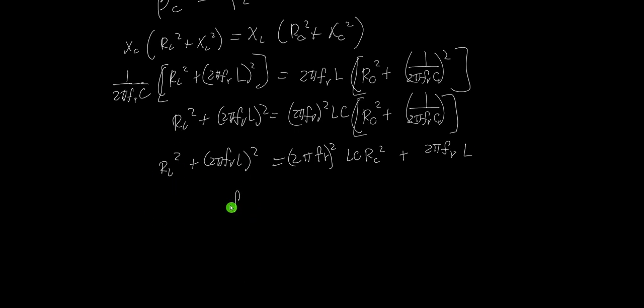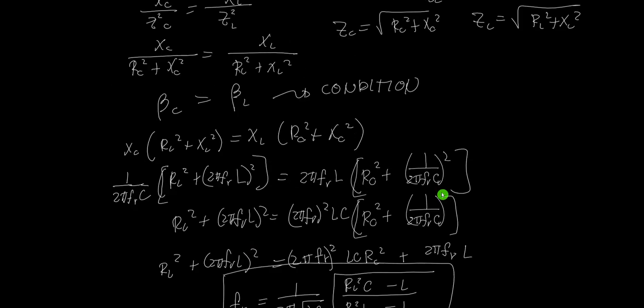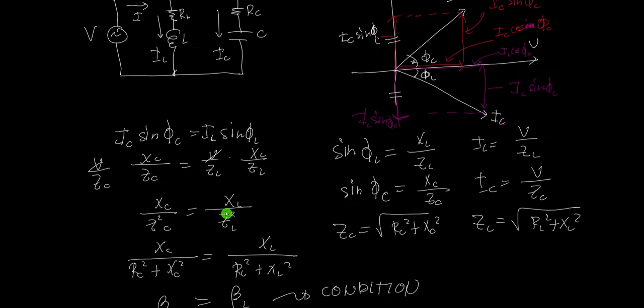So I can just give you f of r. F of r now will be just equal to 1 over 2 pi the square root of LC multiplied by the square root of RL squared C minus L, then we have RC squared L minus L. And this will be our resonant frequency if you have this case here.